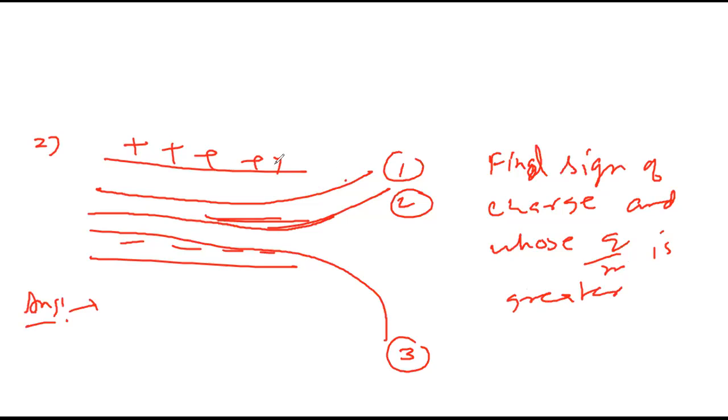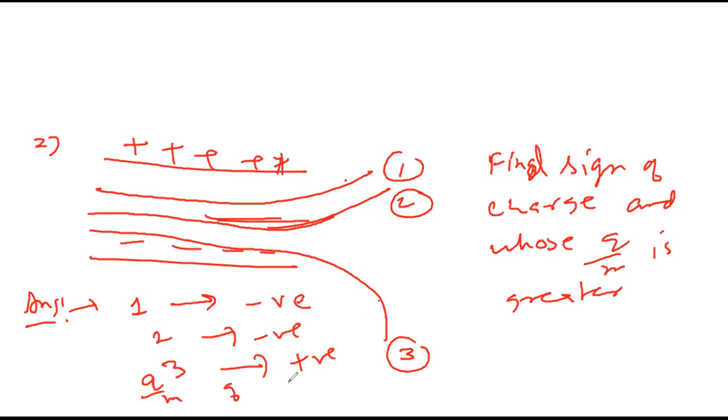The first charge is moving towards the positive side. That means it should be positive or negative? Negative. Second is also negative. Third is coming down, so it should be positive. Now clearly I can see the third one is deflecting more. So Q by M of the third is maximum because it is showing more deflection. Write the question in the solution.